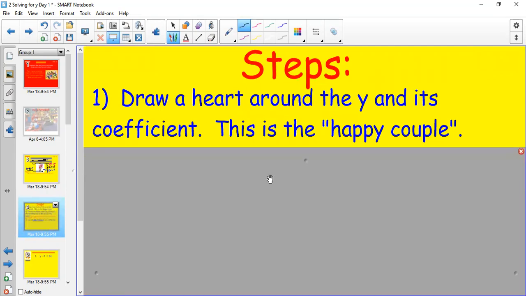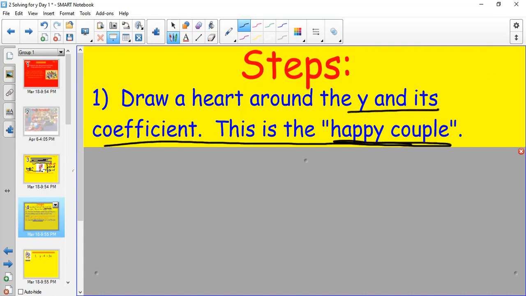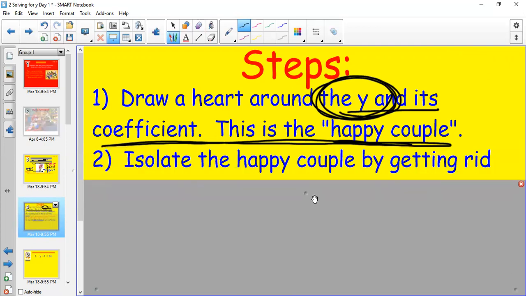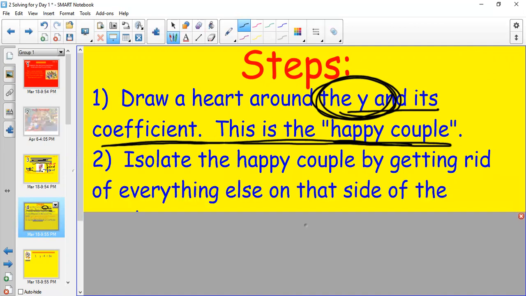Again, step one kind of refers to her lesson earlier in the year. We're going to draw a heart around the y and its coefficient, and we're going to call this the happy couple. Now be careful. In the past, you only had one letter, and so it was really easy to know which one was the happy couple. Notice the happy couple this time has to be the y and its coefficient, not the x, just the y and its coefficient.